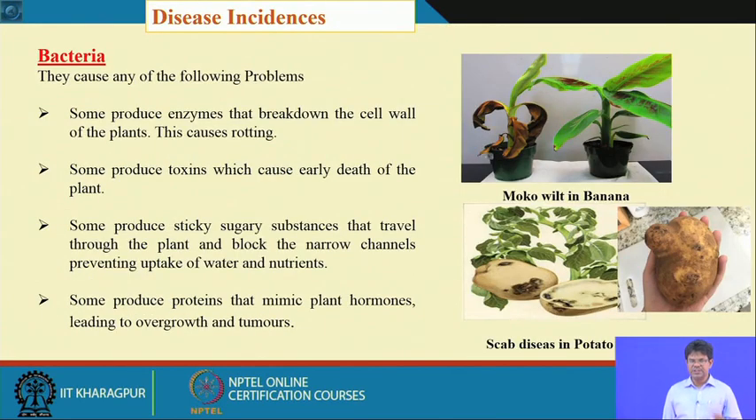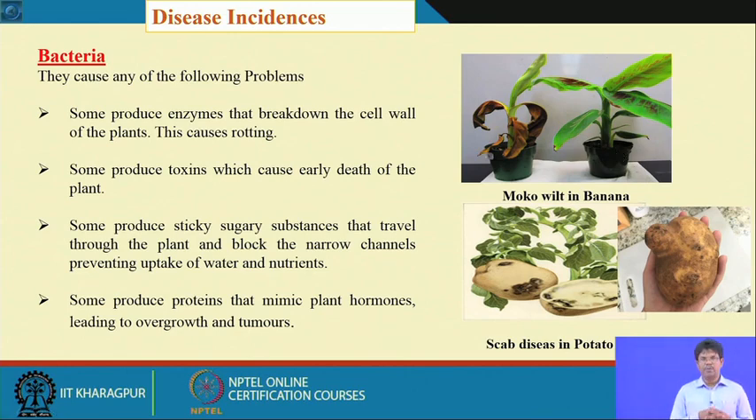Now if you see disease incidence, we discuss disease due to bacteria, fungi and also viruses. Bacteria can cause the following problems. First of all, some produce enzymes that break down the cell walls of plants, which causes rotting. They damage the cell walls and the whole plant dies, like moko wilt in banana.